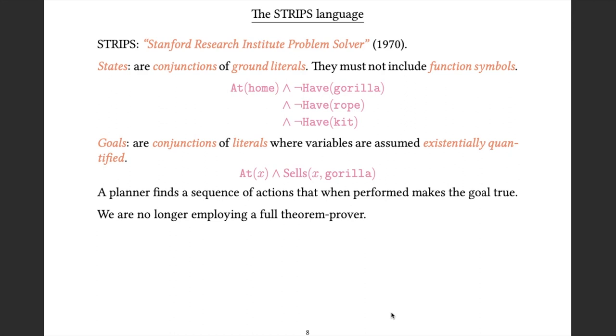And this is a fairly straightforward subset of first-order logic. We represent states as conjunctions of ground literals with no function symbols in them. So in this current example, our initial state is that we are at home and we don't have a gorilla and we don't have the rope and we don't have the kit. And goals are similar, but now we can have variables which are assumed to be existentially quantified.